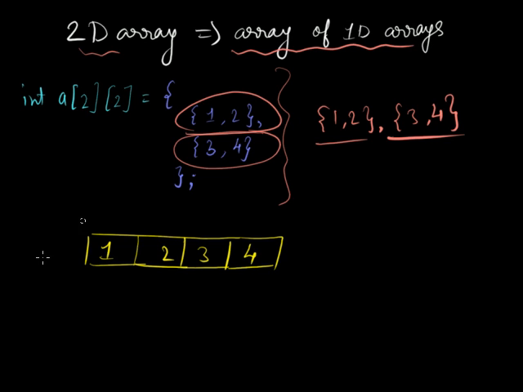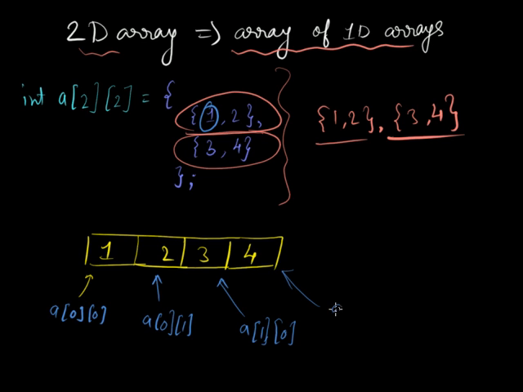If you don't understand, this element is A00, right? 0th row, 0th column. So this is 0 0. This is A01. This 3 belongs to A10, and this 4 belongs to A11.